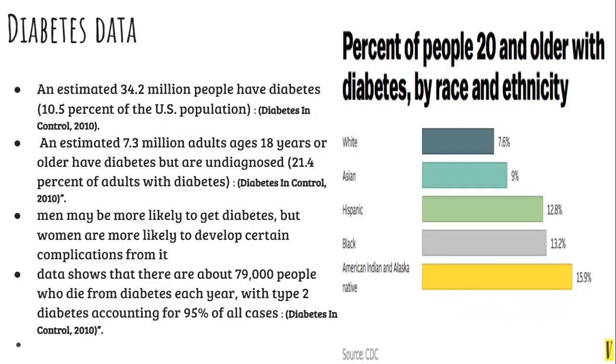Diabetes data. An estimated 34.2 million people have diabetes, which is 10.5% of the US population. An estimated 7.3 million adults ages 18 years or older have diabetes but are undiagnosed, which is 21.4% of adults with diabetes. Men are more likely to get diabetes, but women are more likely to develop certain complications from it. Data shows that about 79,000 people die from diabetes each year, with type 2 diabetes accounting for 95% of all cases.